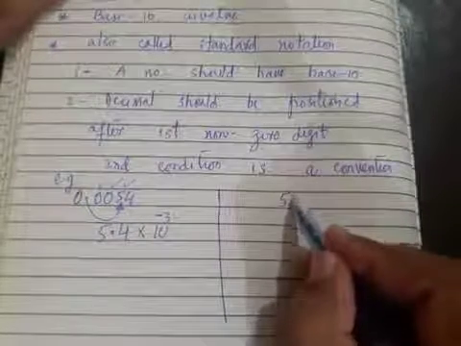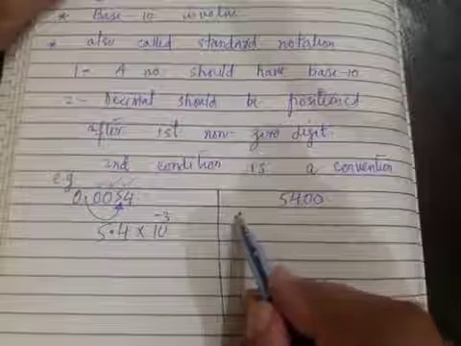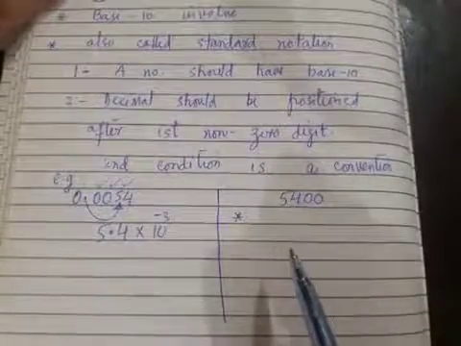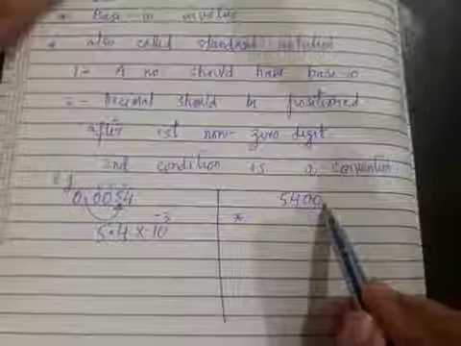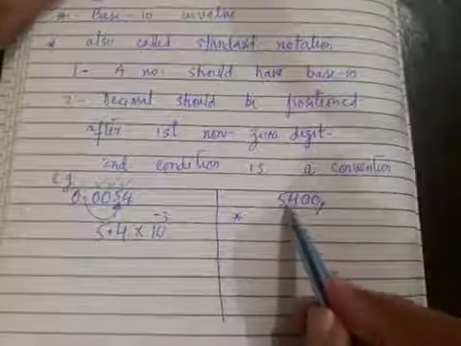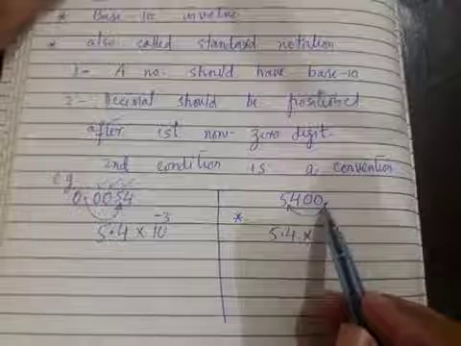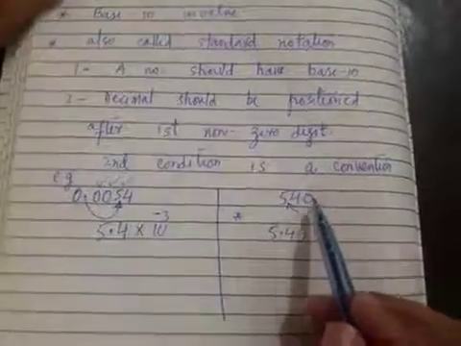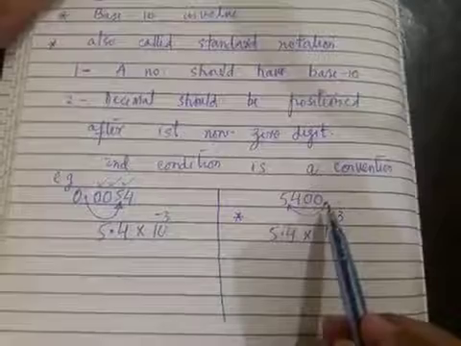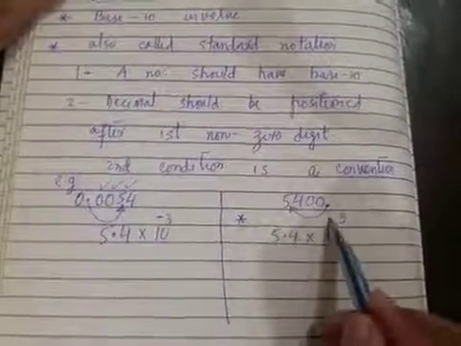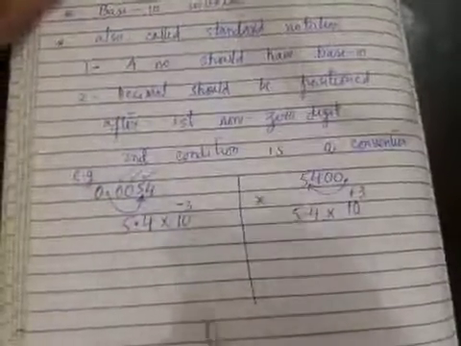Similarly, let's suppose we have a number 5400. In this number, first step is to identify the position of the decimal. When you see no decimal, it is understood that it is at the end. From the end, we move it to the first non-zero digit. It becomes 5.4. We move the decimal over 3 digits, 1, 2, 3. So again, the power is 10 raised to power 3. The decimal was moved from right to left, so it is positive. So it becomes 5.4 into 10 raised to power plus 3.